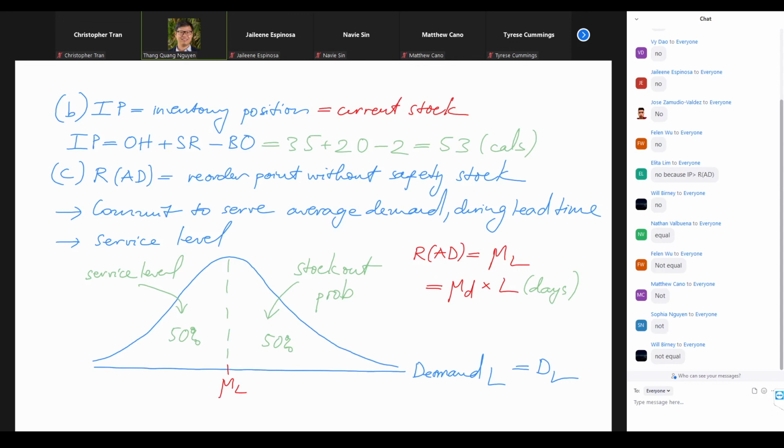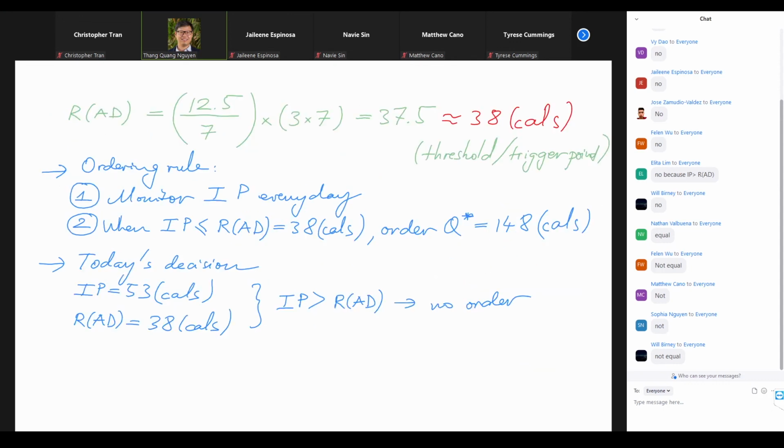It's a little bit more because we route it up, right? So I hope you see that, because we route it to be 38, not 37.5.